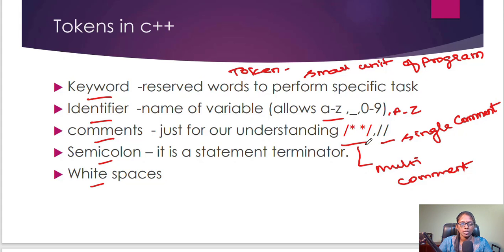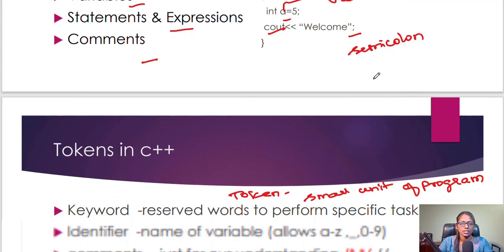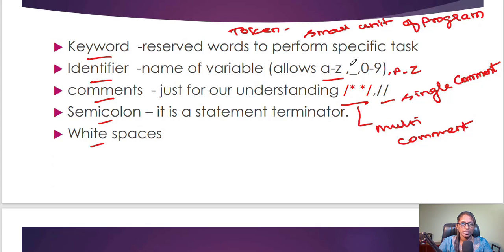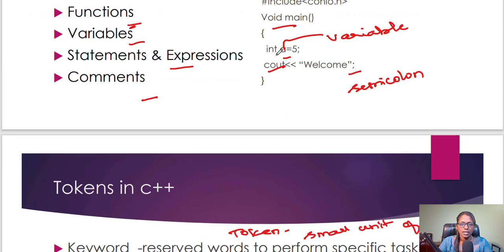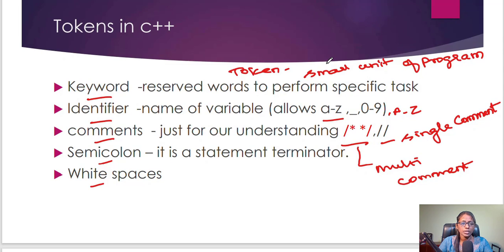And semicolon is a statement terminator. A statement ends with a semicolon. Whatever you write here ends with a semicolon. This is also called a token. So the semicolon indicates that the statement ends here. And white spaces: here you are giving white spaces, like integer space a. This white space is also considered a token. So a token is a small unit of a program which includes keywords, identifiers, comments, a semicolon and white spaces. That's it.